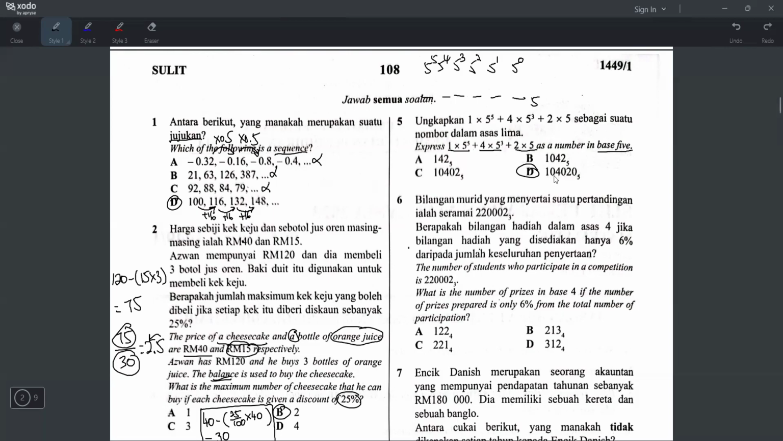Okay. Macam tu. Okay, what if one day the highest power is power 6? Contoh, power 6. It means you have 7 digits like that. Okay, but this one, sorry, it's power 5, so it's 6 digits. So the answer is D.